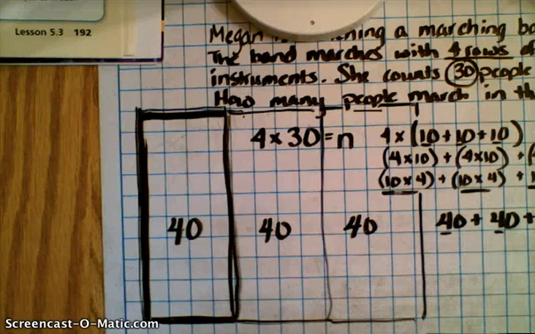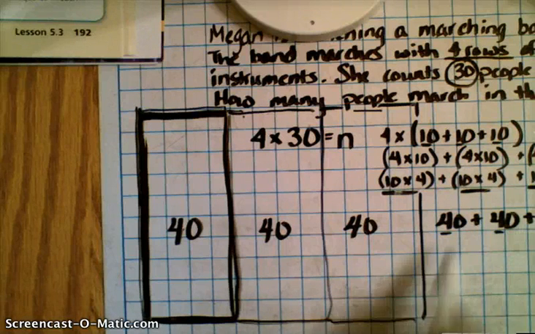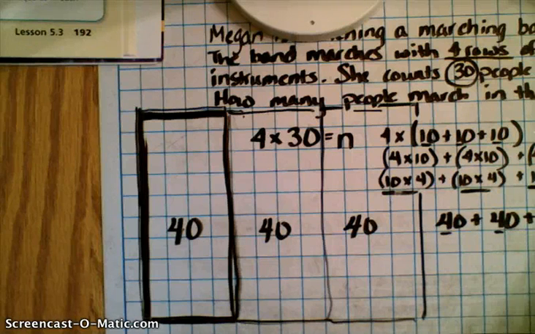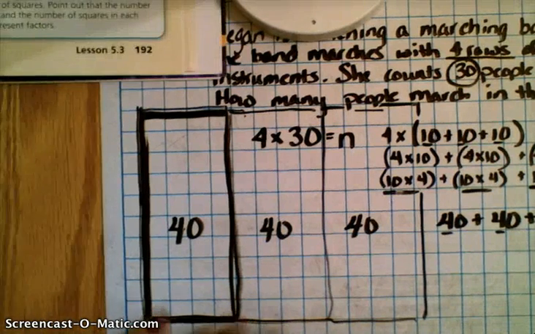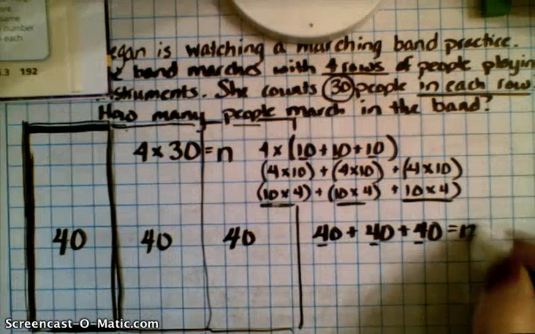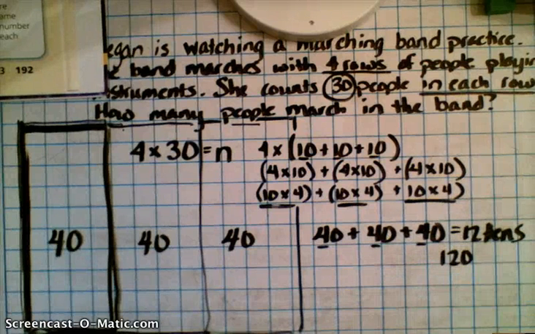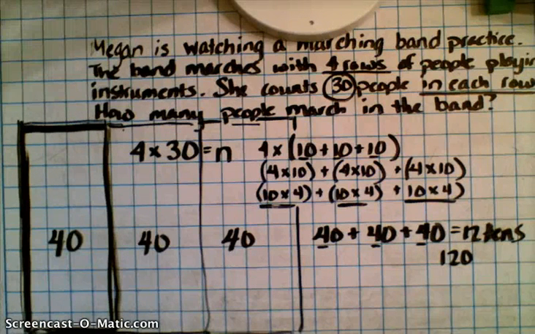4 plus 4 is 8. 8 plus 4 is 12. But we're in the tens place, so that's 12 tens. Let me move this over. 12 tens is 120. So there are 120 people in the marching band.